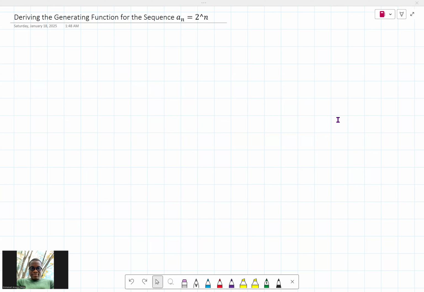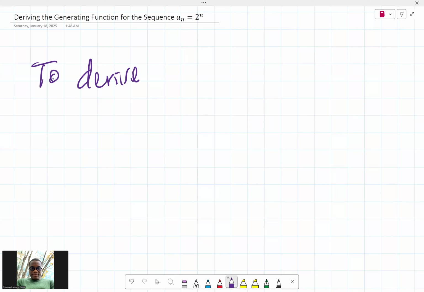In this video, I'll be looking at how to derive the generating function for the sequence a_n equals 2 raised to power n. How do we derive the generating function for that sequence? I have a whole playlist on generating functions, though it's still ongoing, but I think we should take some examples to drive home all the points we've been talking about all along. So let's go.